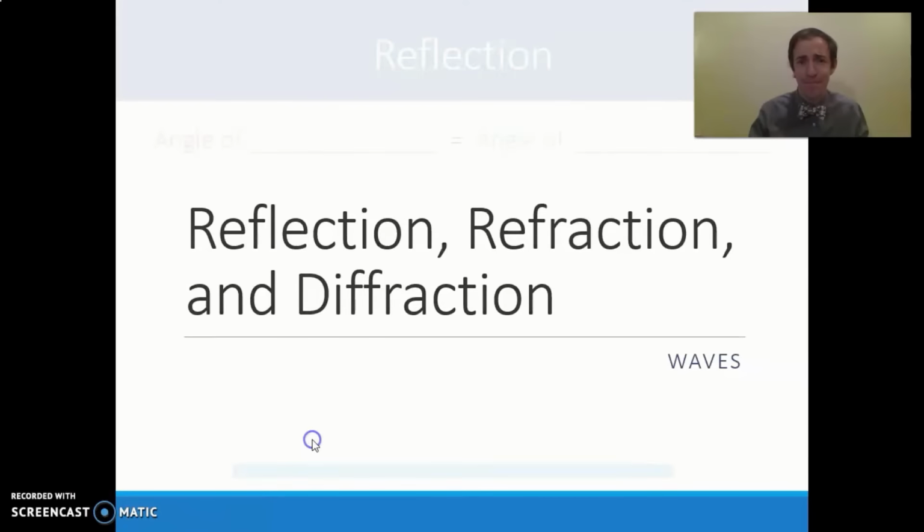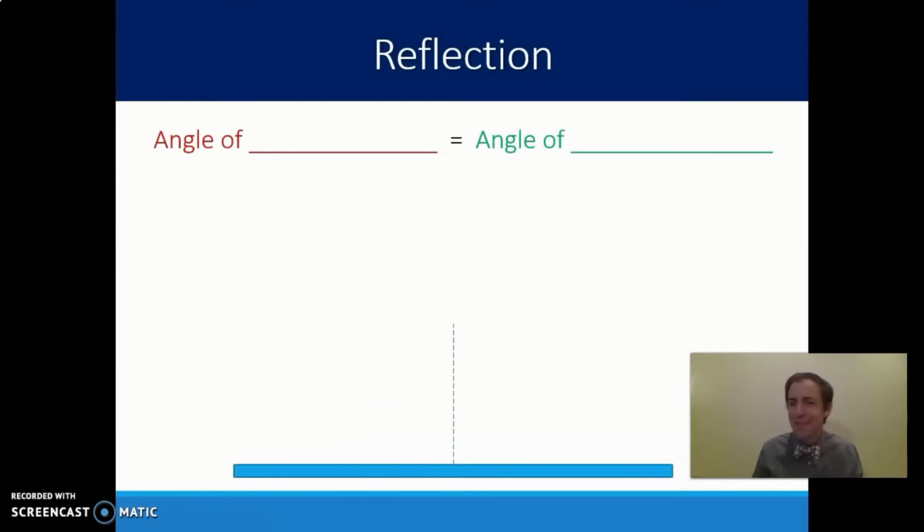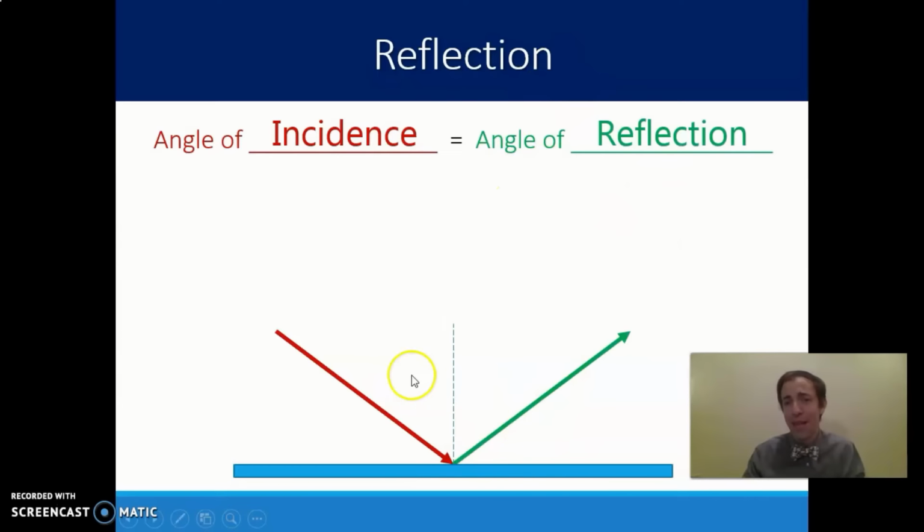wave as well. So the first one that I want to talk about is something that you have definitely experienced before, and that is reflection. We define reflection mathematically in terms of angles. That we say that the angle of incidence here, just being a fancy word for saying the light coming in or the wave coming in, must equal the angle of reflection.